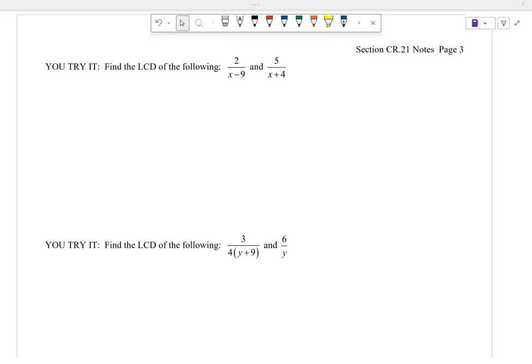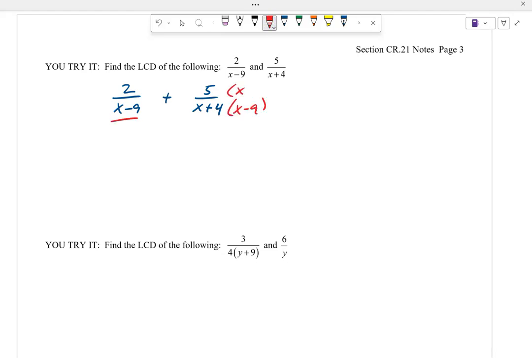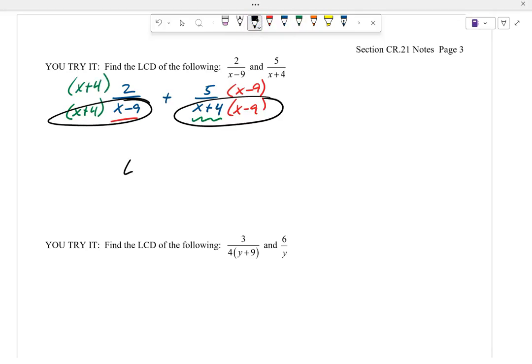Okay, here's some U-try problems. We'll go ahead and imagine that we're actually adding or subtracting these, and we've got to get a least common denominator. The one on the left has an x minus 9, so the one on the right needs to have an x minus 9, so I give it top and bottom. The one on the right has an x plus 4. The one on the left does not, so I would have to give it an x plus 4. Now they have a least common denominator, x plus 4 times x minus 9.